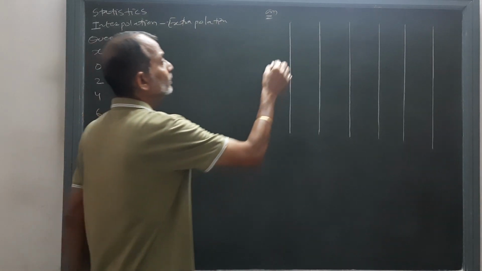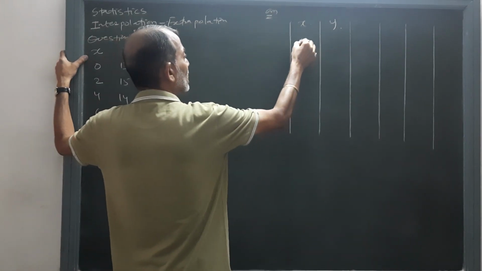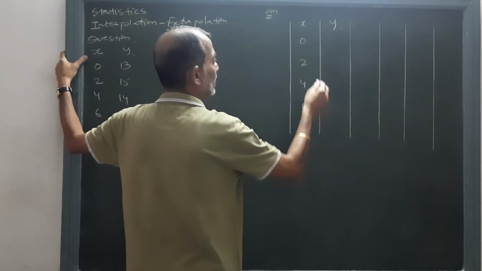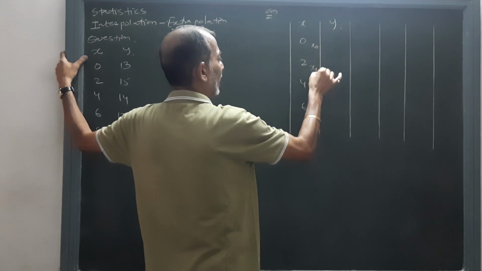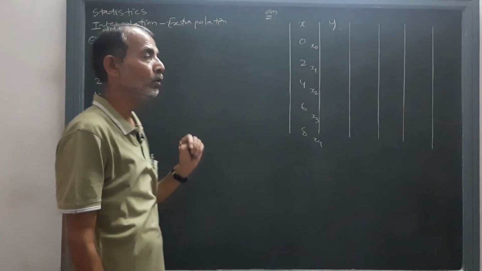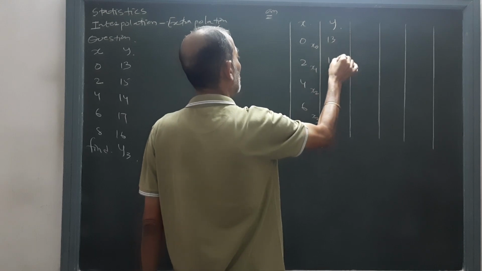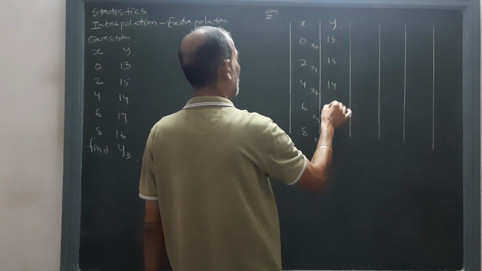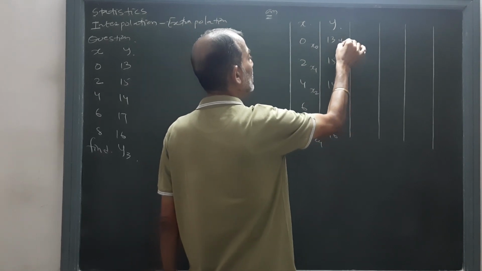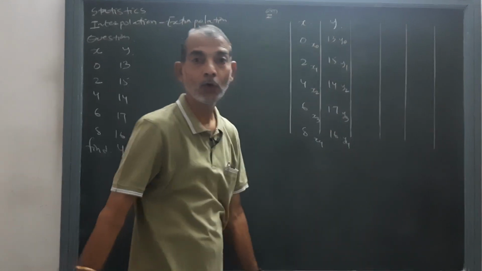So first we have to find the differences. Now the values of x are 0, 2, 4, 6, 8. This is x0, x1, x2, x3 and x4. Similarly in the column y: 13, 15, 14, 17 and 16. This is y0, y1, y2, y3, y4.